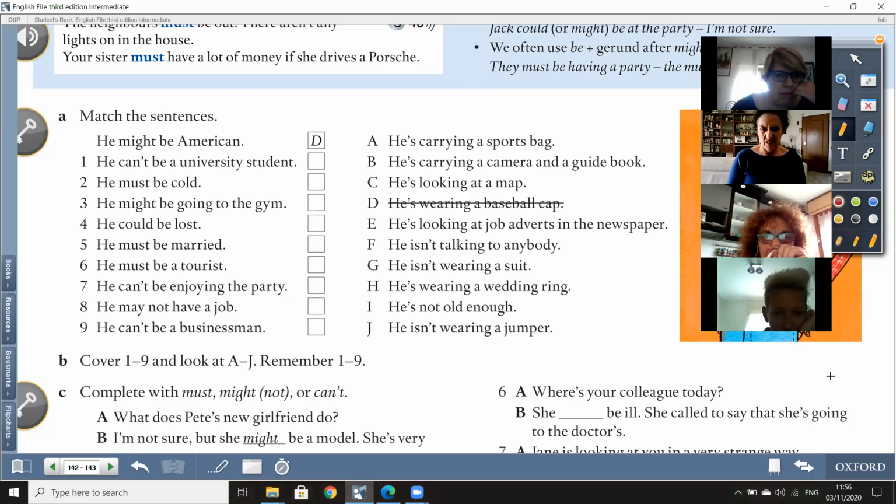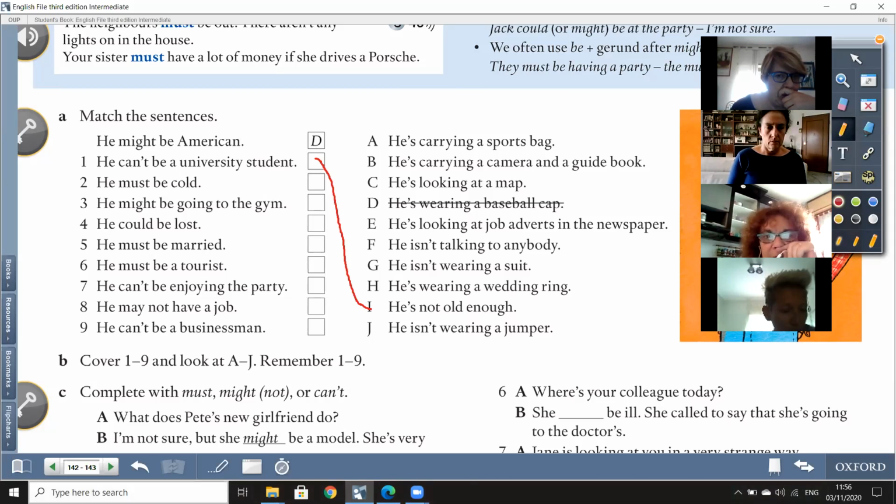Isn't wearing a suit. No, he's wearing a wedding ring. He's not old enough. He can't be a university student. He's not old enough, yes. That makes sense. Okay. Anna.